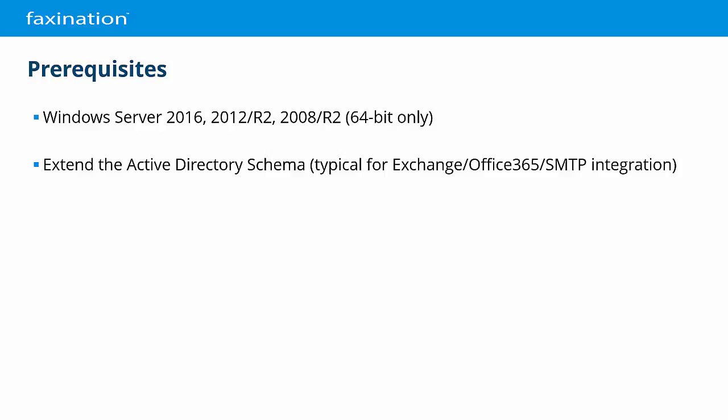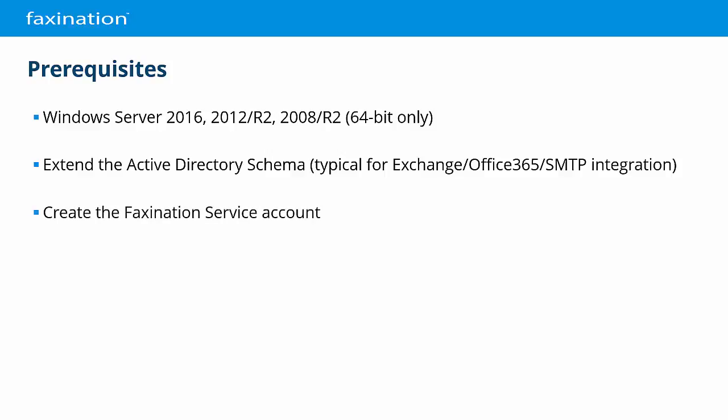In large environments with multiple domains, we recommend that the schema be extended 24 hours in advance of the Faxination software installation to allow time for replication between all of the domain controllers and global catalog servers. Today we're working with a small demo environment, so we'll be extending the schema as part of the installation.